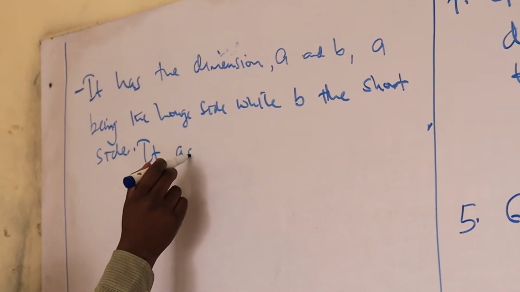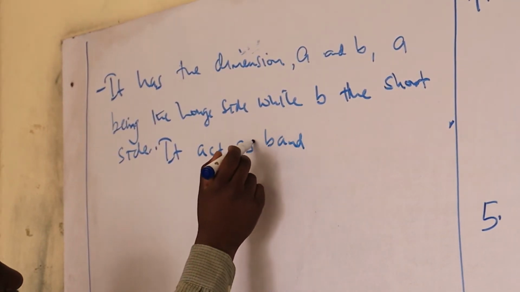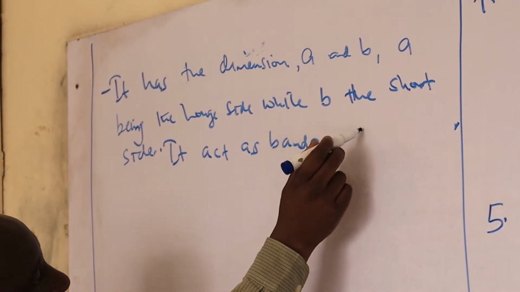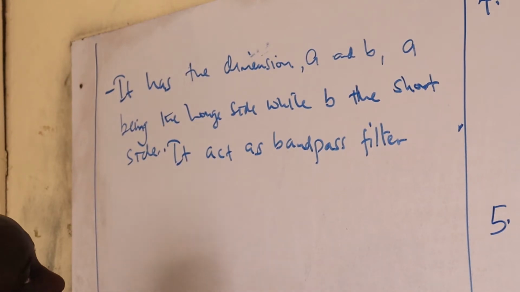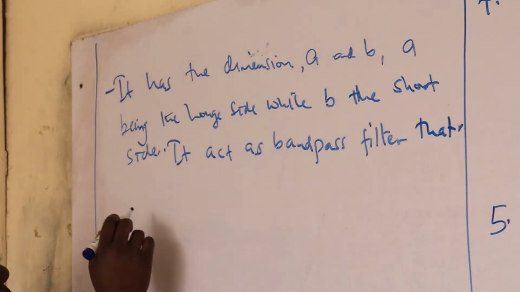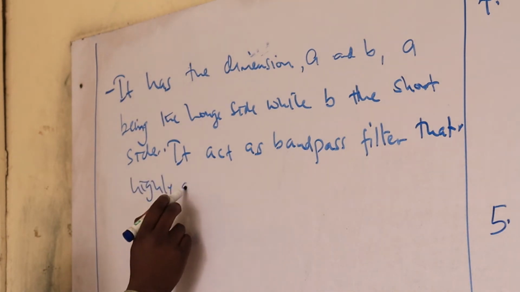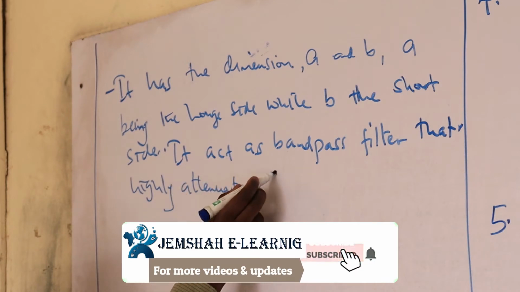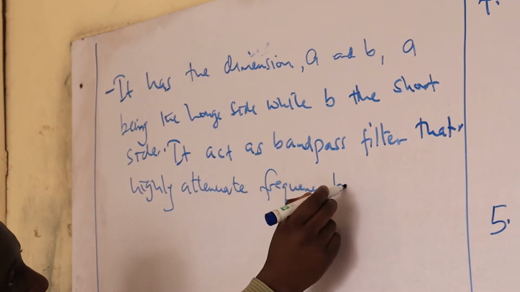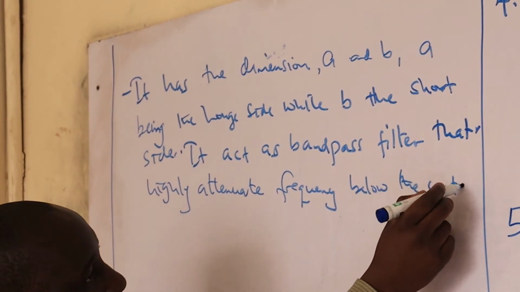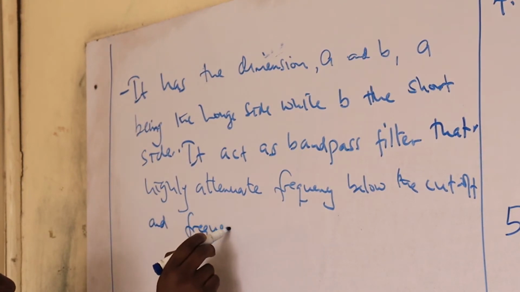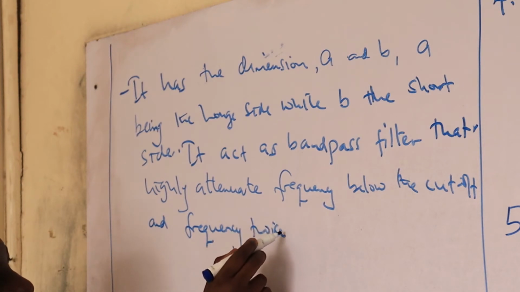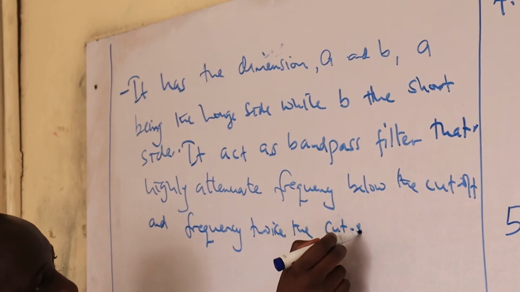So it acts as a band pass filter that highly attenuates frequencies below the cutoff and frequencies twice the cutoff.